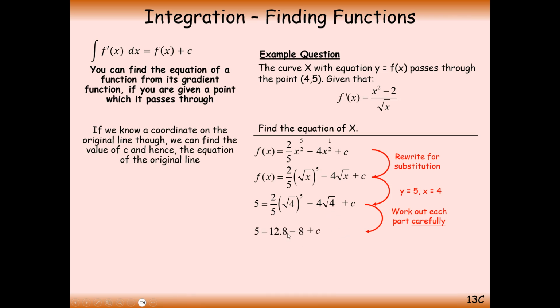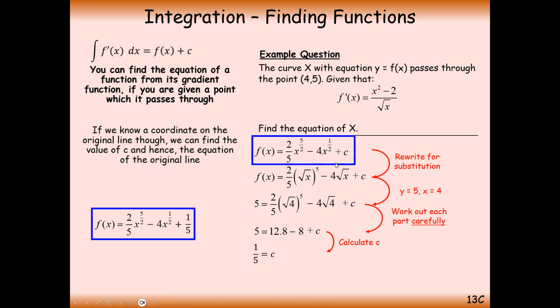Now take these two numbers that are next to c away to the other side. c is 1/5. Therefore, we write our function that we integrated again, but rather than plus c, we replace c with 1/5.